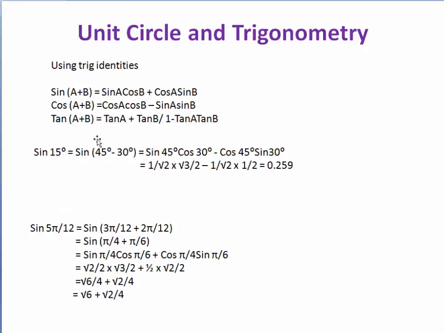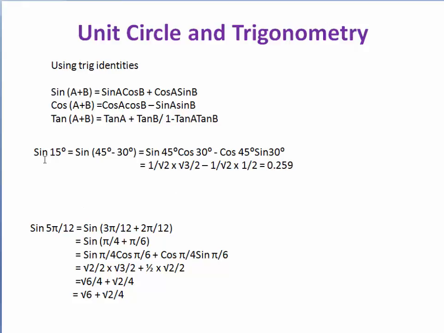Sometimes we have to use trig identities to work out our exact angles. So these are our trig identities: sine A plus B equals sine A cos B plus cos A sine B, cos A plus B equals cos A cos B minus sine A sine B, tan A plus B equals tan A plus tan B divided by 1 minus tan A tan B.